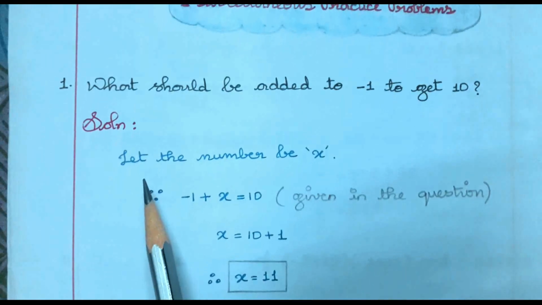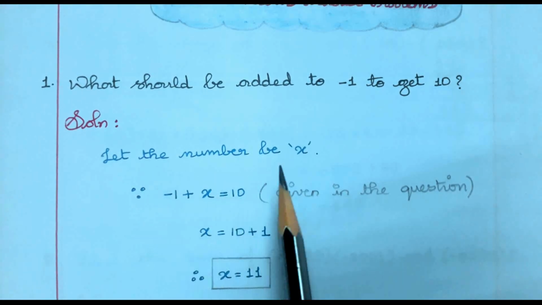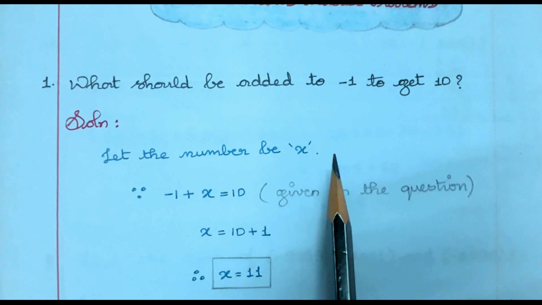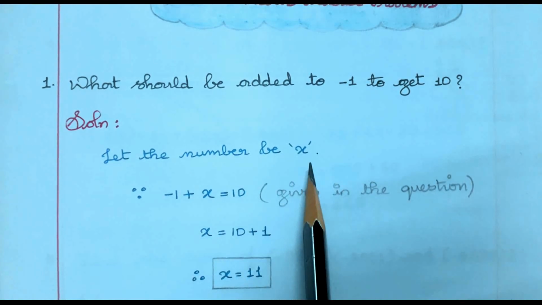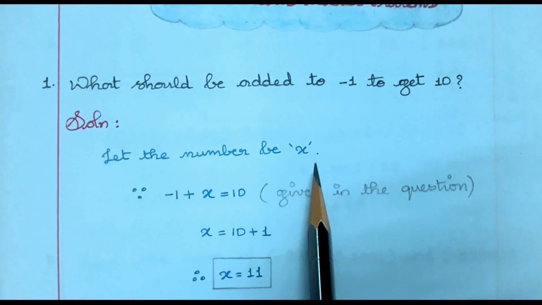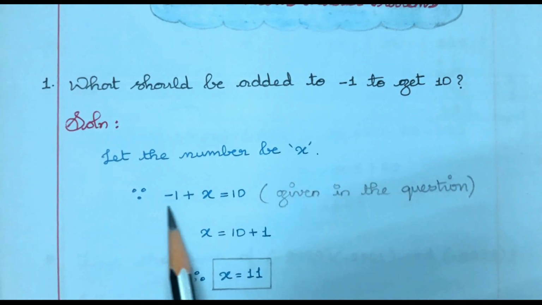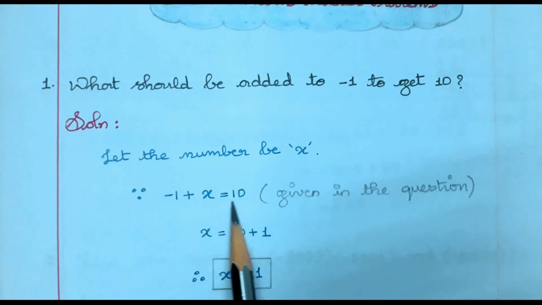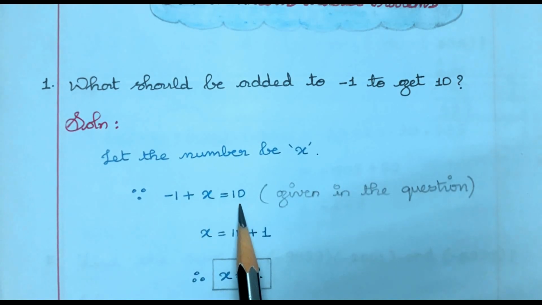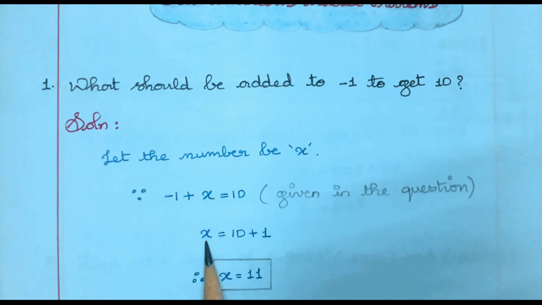Solution. We don't know what number should be added, so let the number be x. We'll take the number as x, which is nothing but the unknown which we have to find. So from the question, we got a clue that minus 1 plus x is equal to 10. Clear? Okay. So have the unknown on the left hand side.